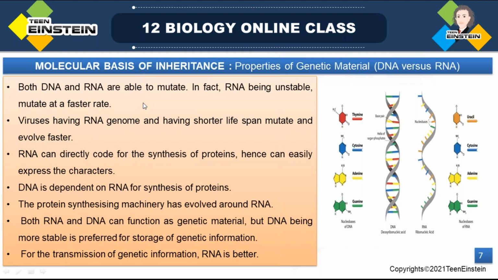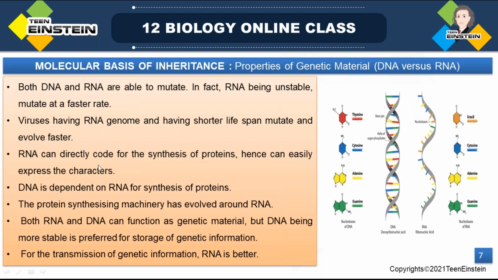Okay. So both DNA and RNA, they are able to mutate. In fact, RNA being unstable mutates at a faster rate. RNA is unstable compared to DNA, so that will get mutated in a faster way. And the virus is having RNA genome and having shorter lifespan. They mutate and evolve faster. The viruses which are having RNA as the genetic material and a shorter lifespan will get mutated because lifespan is short. So the mutation will get expressed in the next generation very soon, in a faster way, right?